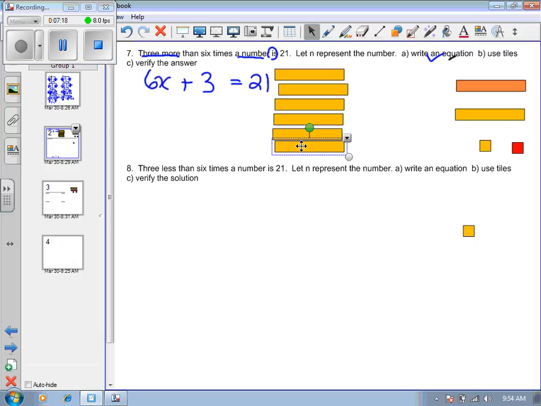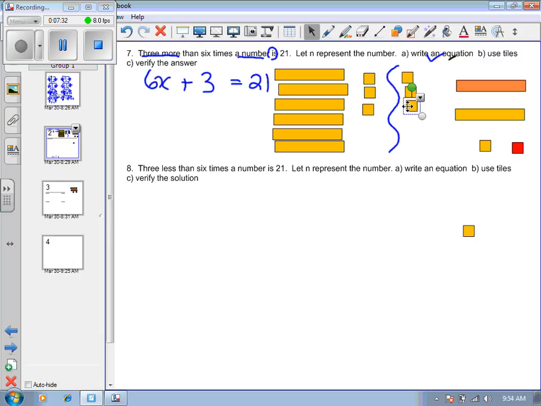Then I need plus 3. So I need 3 little squares here. 1, 2, 3. This wavy line stands for the equal sign. And then on this side, I need 21 squares.